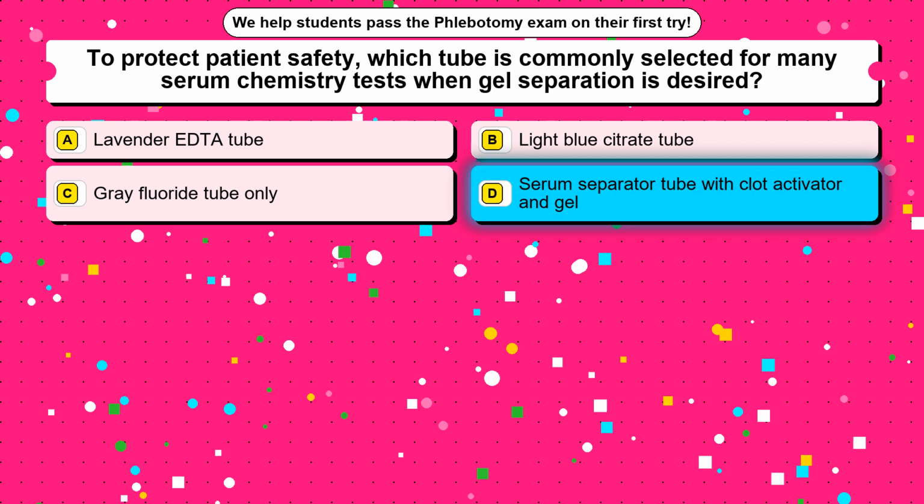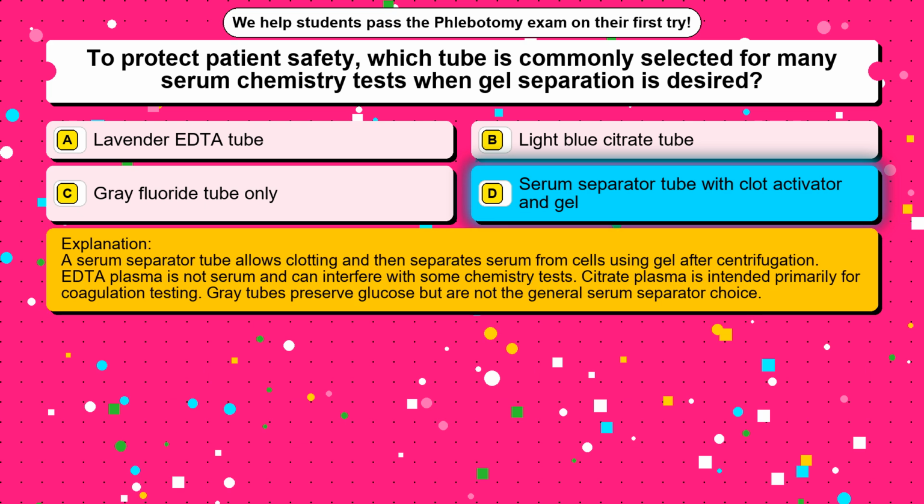The correct answer is option D, serum separator tube with clot activator and gel. A serum separator tube allows clotting and then separates serum from cells using gel after centrifugation. EDTA plasma is not serum and can interfere with some chemistry tests. Citrate plasma is intended primarily for coagulation testing. Gray tubes preserve glucose but are not the general serum separator choice.